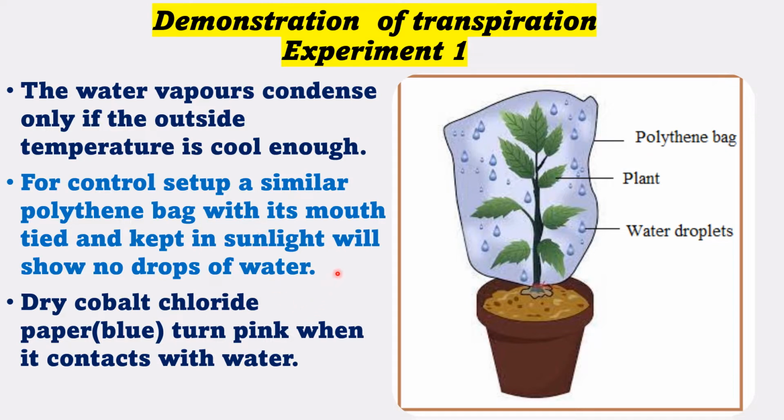Then how do you test these drops of water? If tested with dry cobalt chloride paper, you have to know that dry cobalt chloride paper is blue in color. Then you can say dry, blue cobalt chloride paper turns pink when it comes in contact with water. Then with these drops of water, what will be the result? Dry cobalt chloride paper turns pink. In this way you can confirm these drops are water.